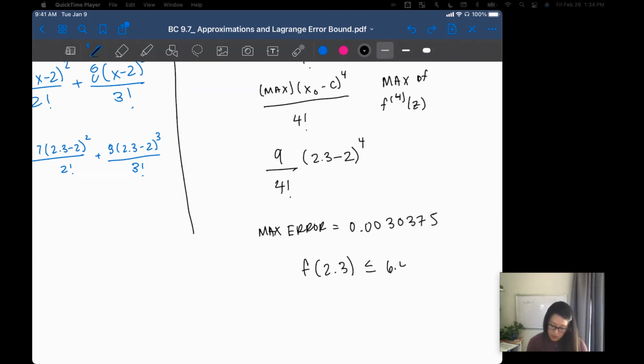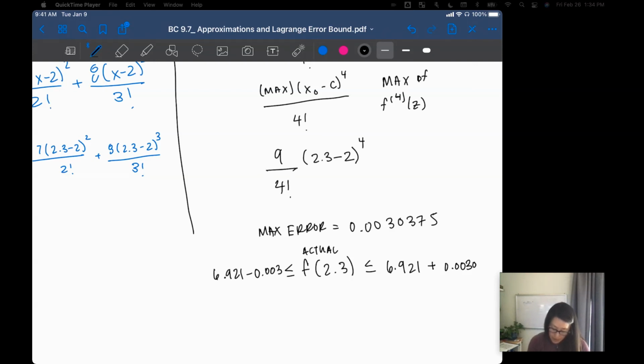So when I figure out the max value, it's going to be 6 point, oh, there we go. Okay, so the actual value has to be less than or equal to 6.921 plus the potential error, 0.0030, or it has to be greater than my estimate, 6.921 minus the error. So there's a range of error.